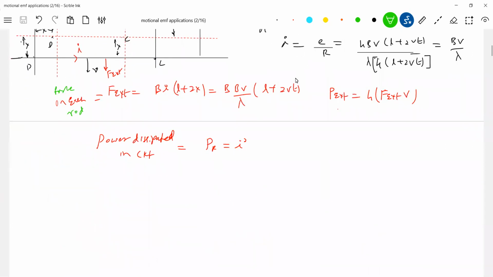Power dissipated in the circuit should be equal to how much? I square into, again, the total resistance of the circuit, lambda into 4L.